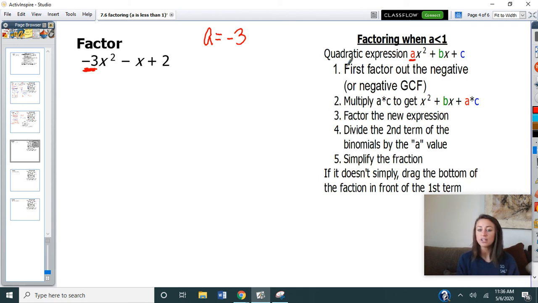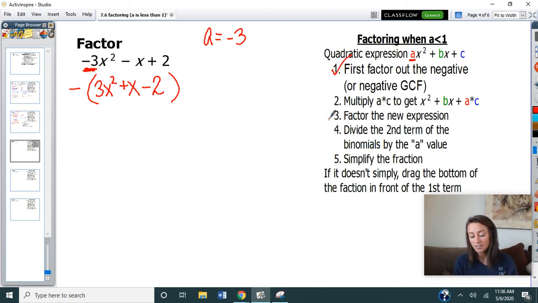First step is to factor out the negative. We do not want a negative a value. So to get rid of it, we're going to factor out, take out a negative. Now remember, if you want to put a 1 there, go ahead, you can do that. So if we factor out, remember we're technically dividing, it's -3x squared divided by a negative, which is -1. The two negatives make +3x squared. If we factor out a negative from -x, the two negatives are going to turn into a +x. And if we factor out a negative from +2, that turns into -2. So step 1 is done. You first factor out the negative or the negative GCF.